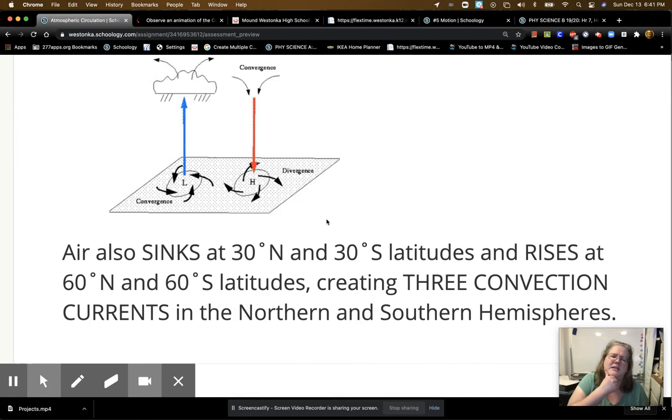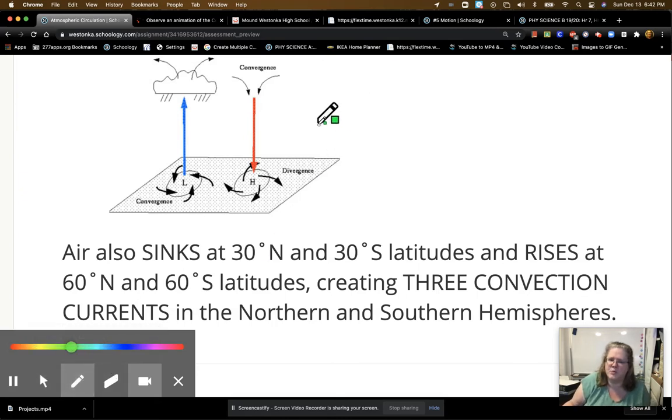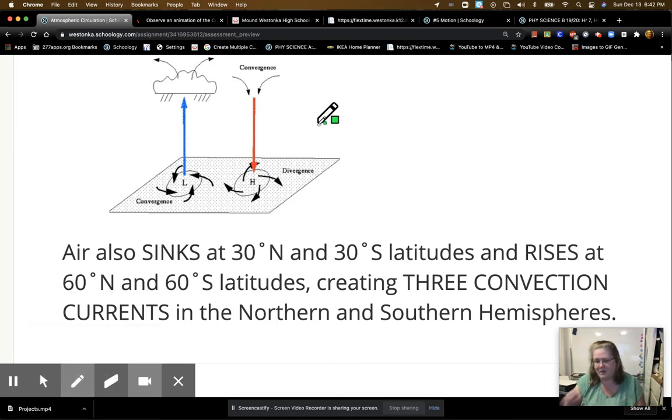So if we think about this, air also sinks, remember, at 30 degrees north and 30 degrees south latitudes, and rises at 60 degrees north and 60 degrees south latitudes, creating 3 convection currents in the northern and southern hemisphere. And it's those interactions where those poles come, we get jet streams. This is kind of more of a 3D view, and this is still a precursor of starting to get into storms. But again, as this cold air sinks, because it's dense, it flows out in a clockwise direction.